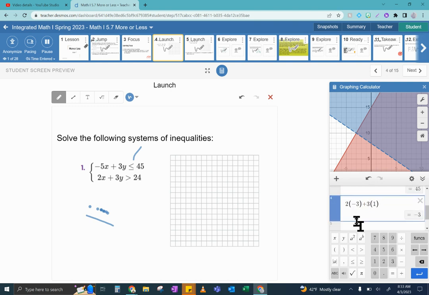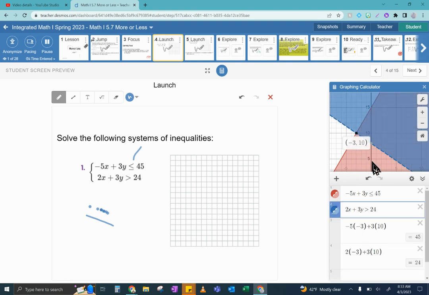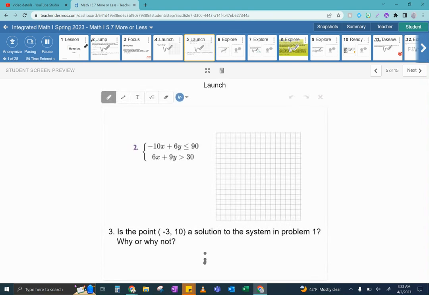And I'm going to go here again. -3 and 10. And I get 24. Is 24 greater than 24? The answer is no. Now, why isn't this a solution graphically? Well, because it's on the dashed line, right? Dashed lines are not solutions. Anybody on the dashed line is not a solution. So go ahead and give your answer to this. Give a really detailed explanation of why this is good.